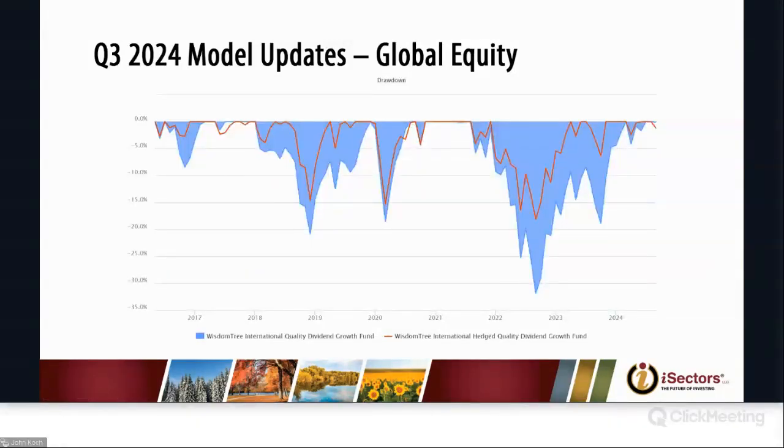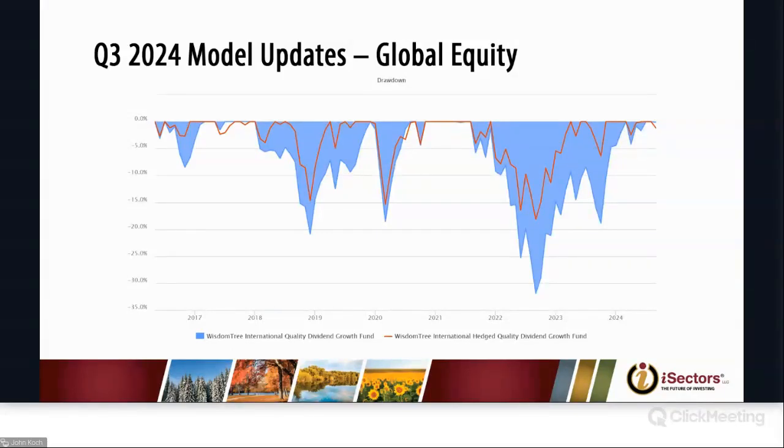Really, the more appealing part of this currency hedged ETF is the reduction in volatility that it provides. So you can see here, these are the drawdowns charted of the unhedged version of the fund in blue versus the currency hedged version of the fund in red. You can see that the blue drawdowns are much larger than the red drawdowns. The unhedged drawdowns are much larger. The volatility is much greater in the unhedged version of the ETF.